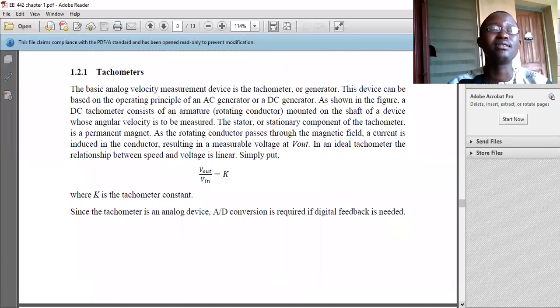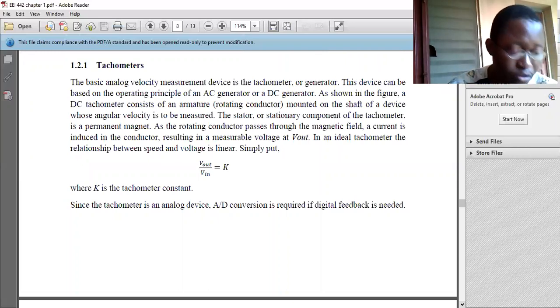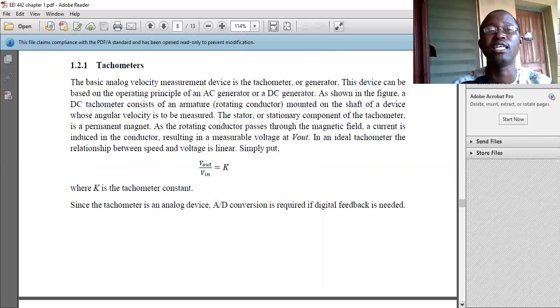The tachometer simply uses the principle of operation of a generator, the DC generator or AC generator that we already know, right from our physics time. We discussed DC generators and AC generators even during electrical engineering science. It is the same principle that the tachometer utilizes to generate the EMF that is used to take a measurement of speed or velocity.